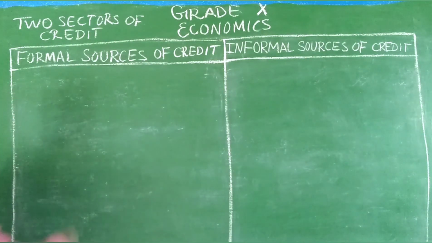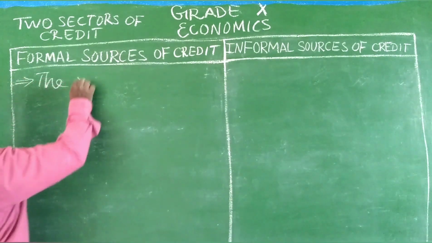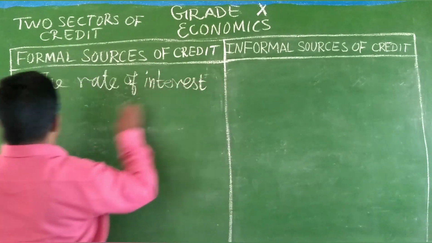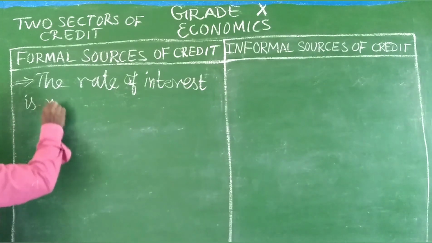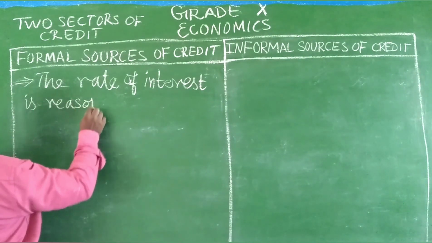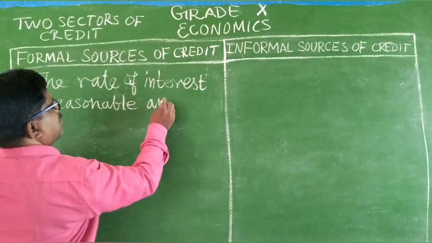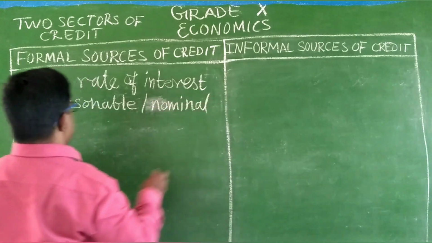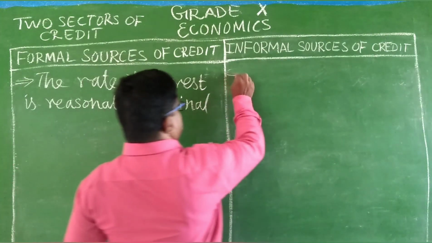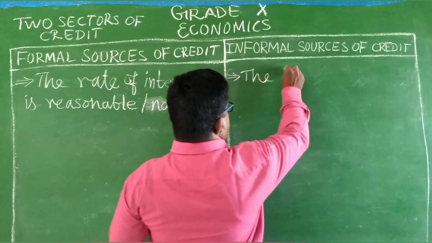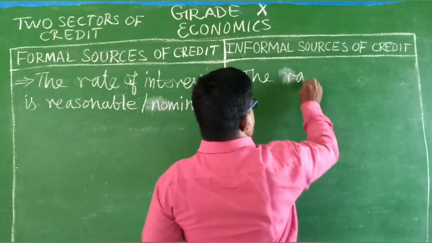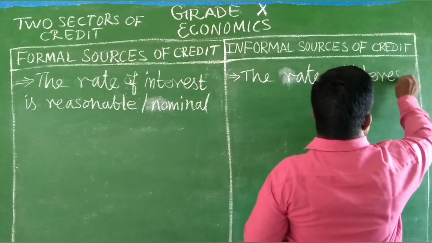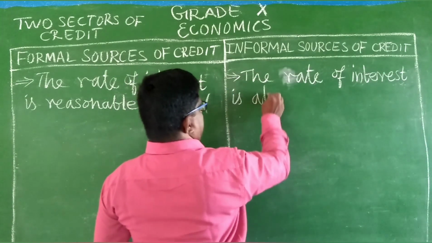So in the case of formal sources of credit, the rate of interest is reasonable or nominal. It is affordable, whereas in the case of informal sources of credit, the rate of interest is always very high.